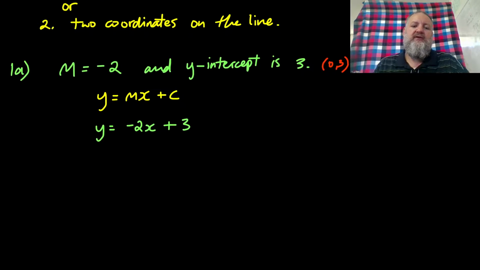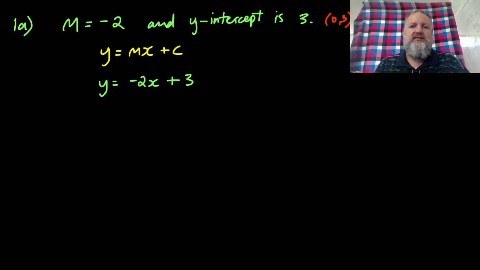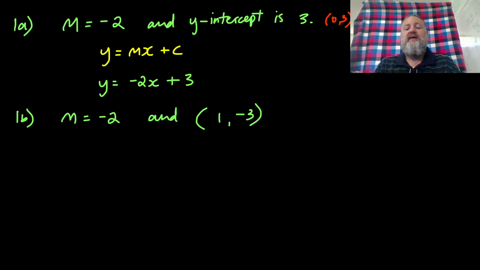Okay, let's have another quick look. Often you won't be told that it's just the y-intercept. You won't know that it's the y-intercept, or be given it. So here we've been given again a gradient of negative 2, and we're told that it's passing through the point 1, negative 3. Don't forget, this is the x value, this is the y value.